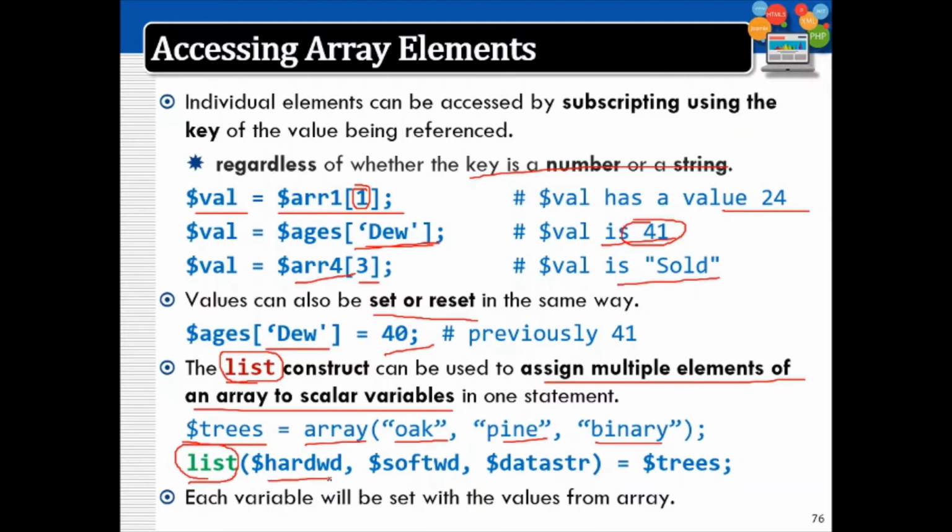I am declaring 3 variables, $hardwood, $softwood and $data structure, equal to $trees. So $trees is nothing but an array. What happens is that one by one the values from this array will be stored in the scalar variables. So $hardwood will get the value oak, $softwood will get the value pine and $data structure will get the value binary. Each of the variables given will retrieve the values from the array. That is the use of the list construct.